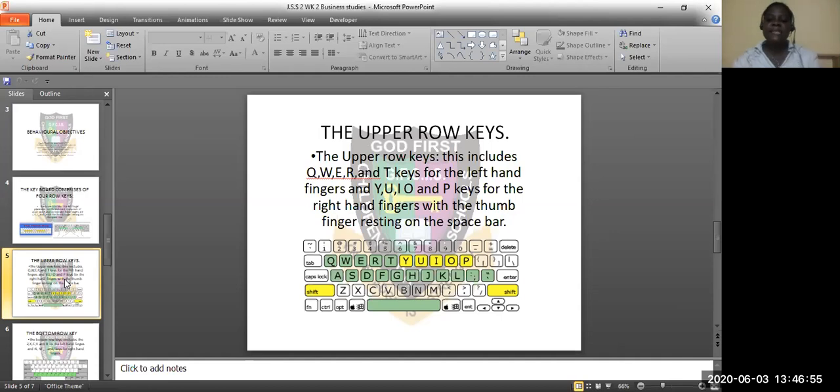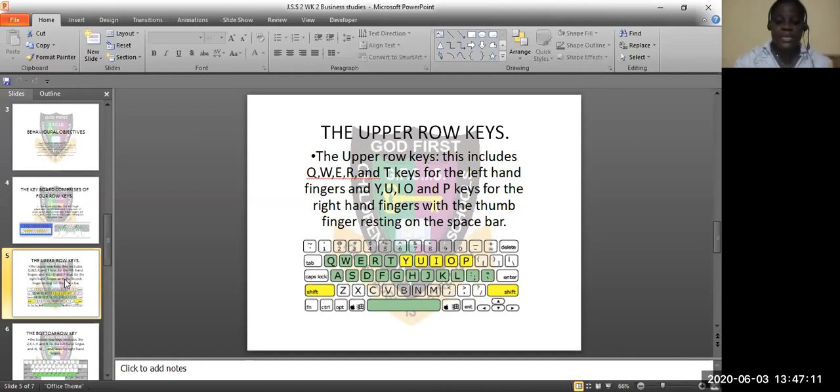Then the left finger, that is for the left finger. The right finger, you place it on Y, U, I, O, and P. That is for the upper row keys.